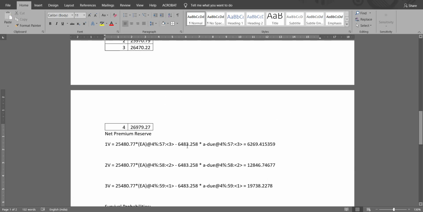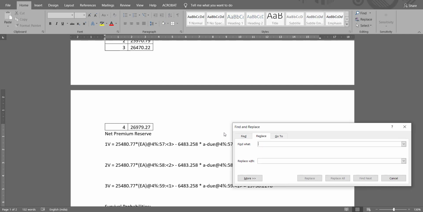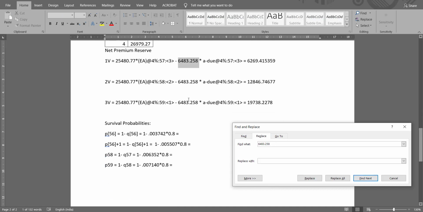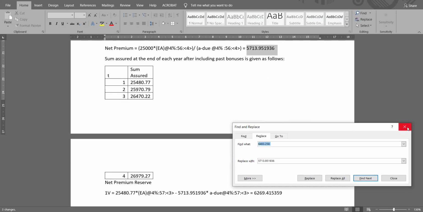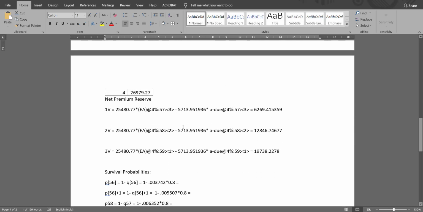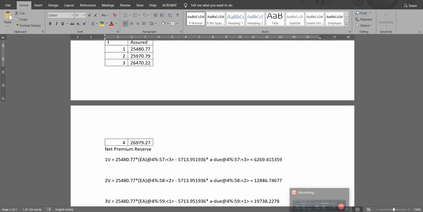Also, the premium amount needs to change. So we had written the gross premium here by mistake. So I need to write the net premium. So what I'll do is I'll go to replace. I'll take this number, and I will replace it with the net premium that we have calculated now. So that's this number. And you'll just say replace all. 3 replacements made. And yeah, you have changed all of these 3. Okay, now let's just get to next steps.